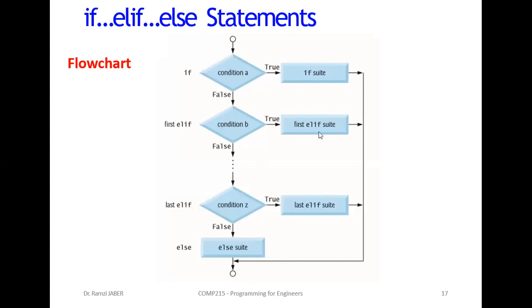If it's true, run the true body of the second one and terminate. If it's false, go to the next step, and so on, till the last one is else. This last one is optional. Always, this one is optional, okay? You put your false code here, and both are joined at the same bubble here. This is for nested if else.